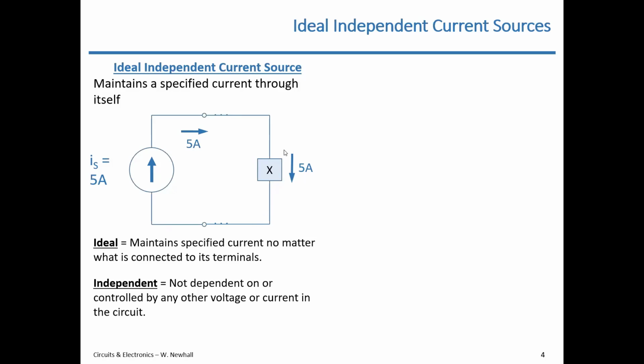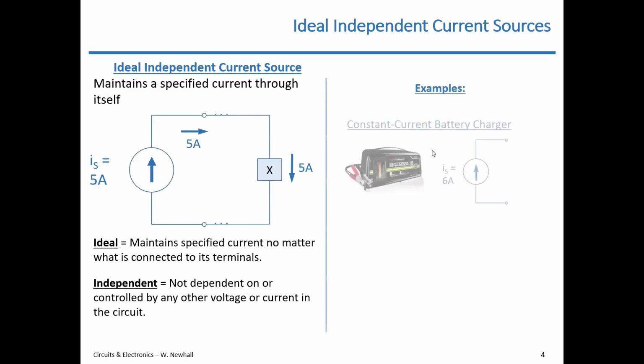And so current sources are a little less intuitive, because you can picture a battery with a voltage across its two terminals, but it's kind of hard sometimes to pick a practical example. But there are practical examples. For example, a constant current battery charger can be represented like this.